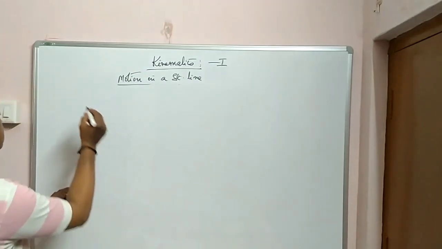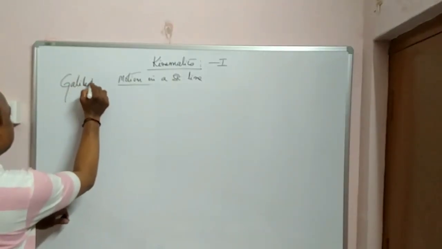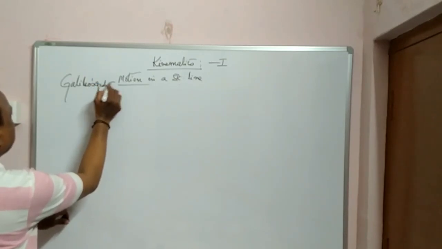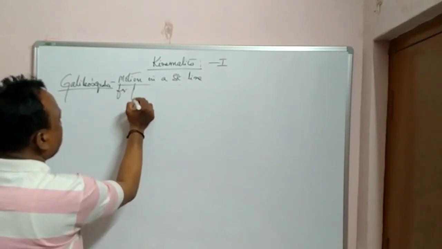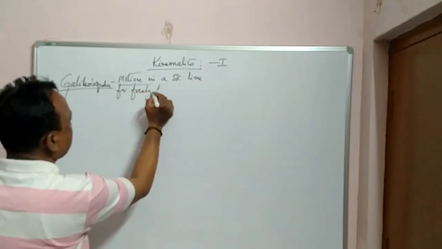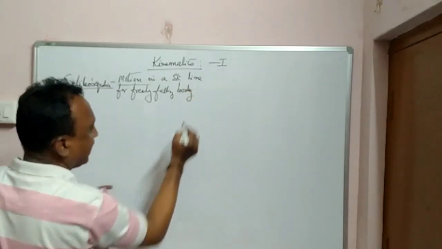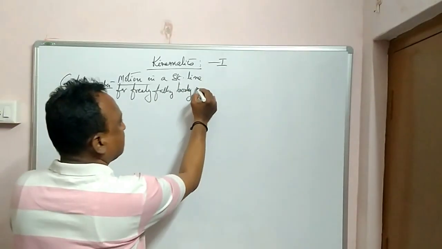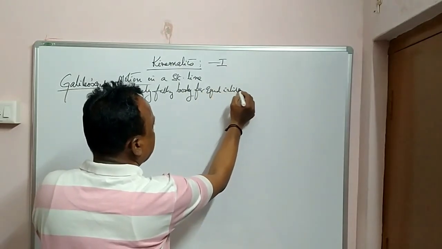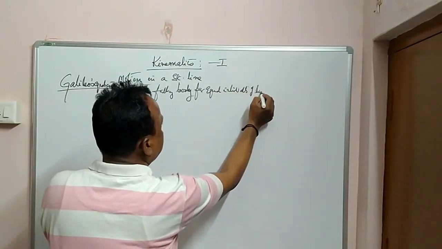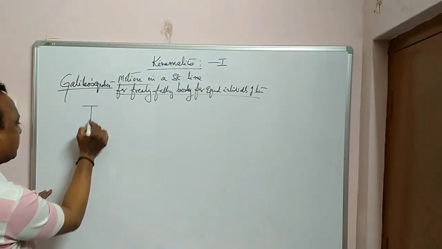Galileo's equation for freely falling body for equal intervals of time. This is a very, very important derivation, and also in numericals it is used.